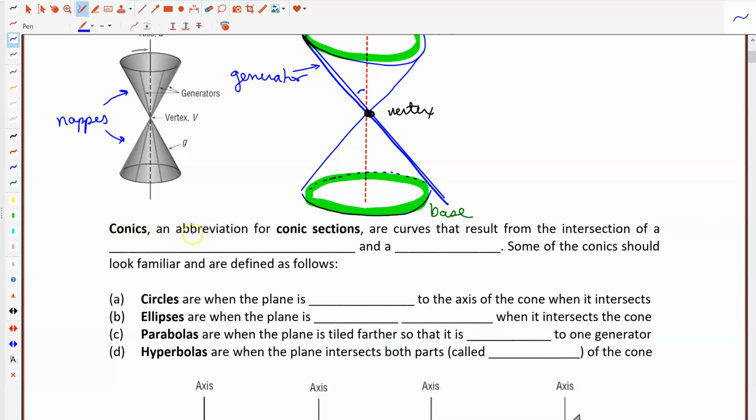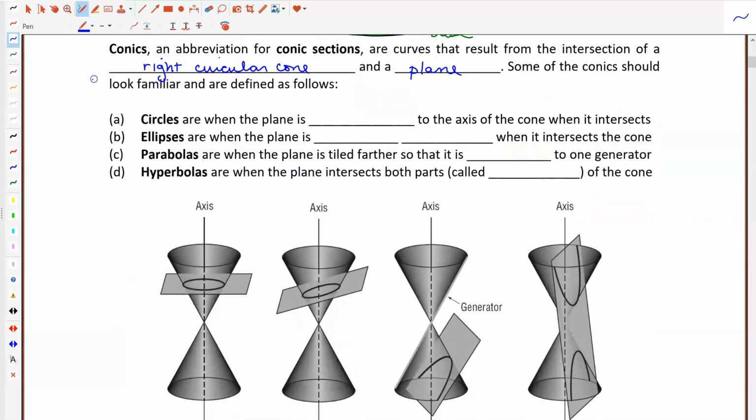So conics, which is an abbreviation for formally saying conic sections, are the curves that are going to result from the intersection of a right circular cone that's going to have these two naps and this plane. And when you do these intersections, there are 4 different things that could result. So circles will result when the plane is perpendicular to the axis of the cone when it intersects.